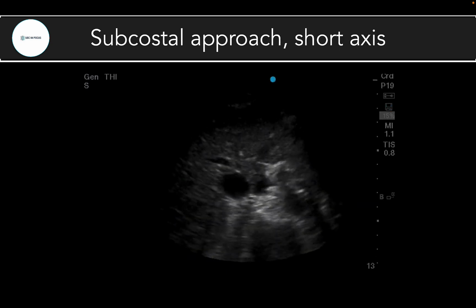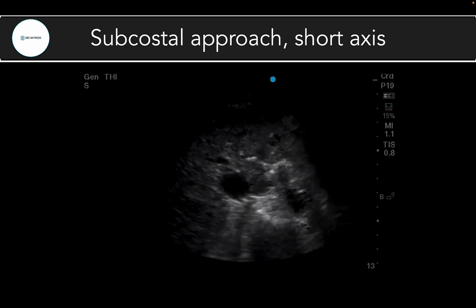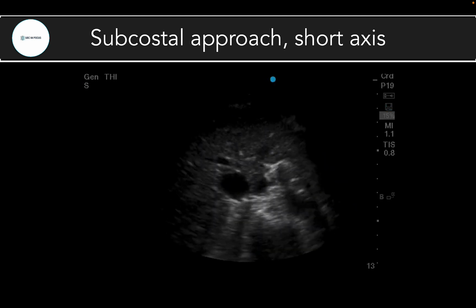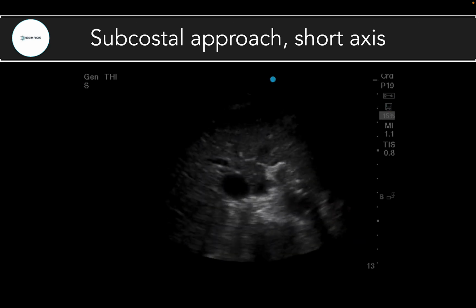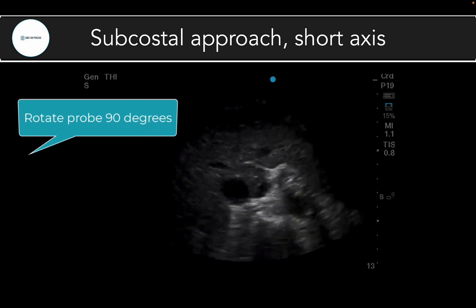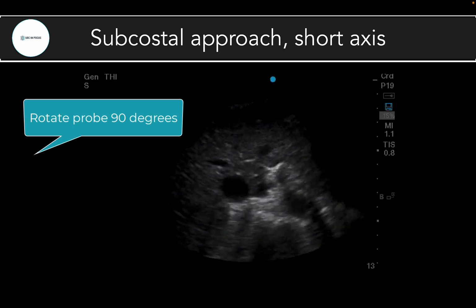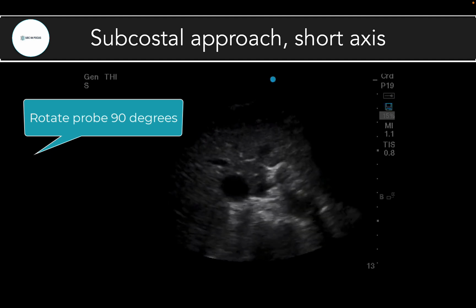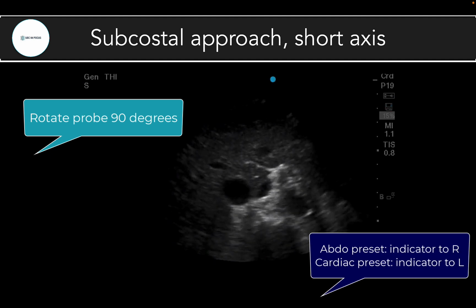Okay, so that was our long axis view, which is usually the most familiar to people. However, we always want to scan things in 2 planes, so we're also going to look at the IVC in short axis. And we'll talk about what extra information this gives us in a second. So the technique here is relatively simple. From our long axis view, we're simply going to rotate our probe 90 degrees so that we're now scanning in a transverse plane.